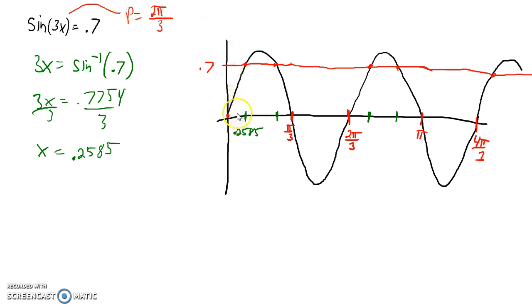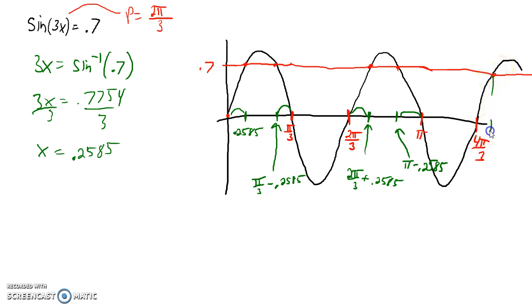So this distance here is 0.2585. And it looks like our symmetry says that this distance here would also be 0.2585. So this solution is going to be pi over 3, as you can see here, minus 0.2585. This solution here, you can see from the graph, is going to be 2 pi over 3 plus 0.2585. This one here is going to be pi minus 0.2585.